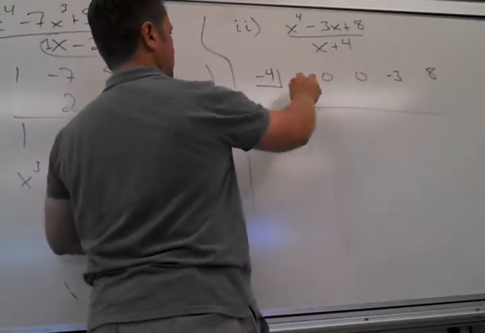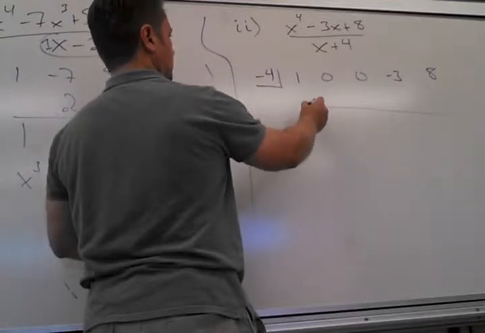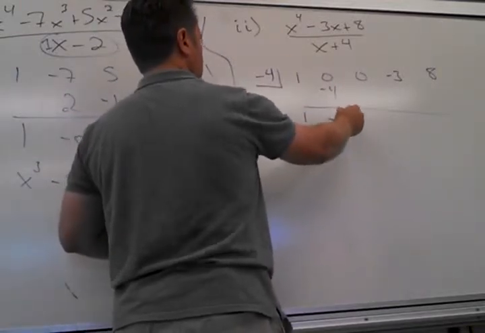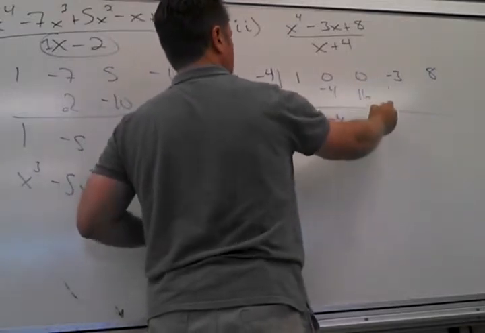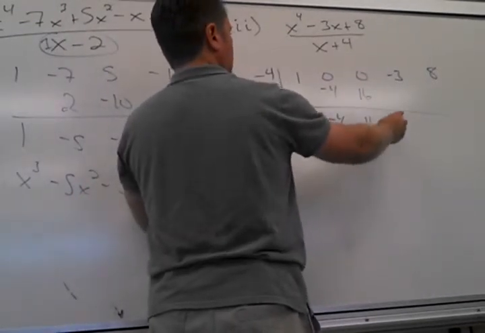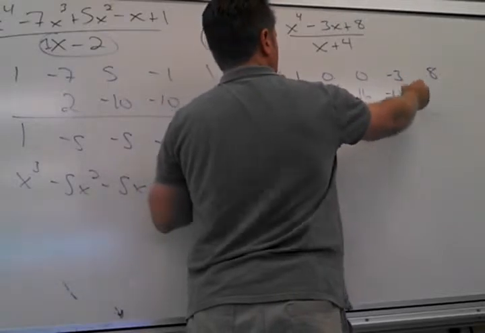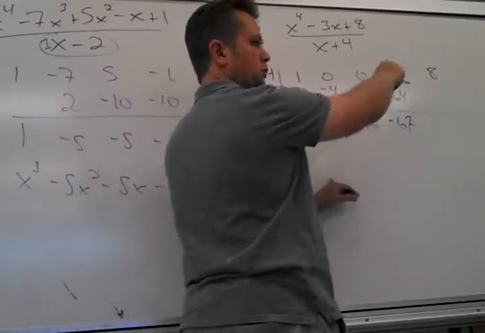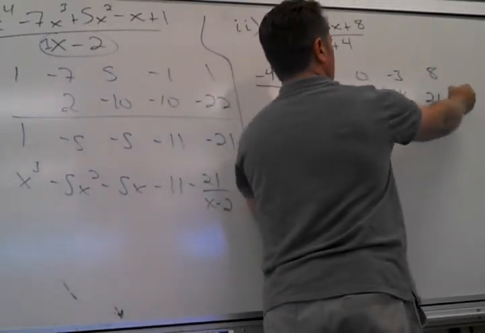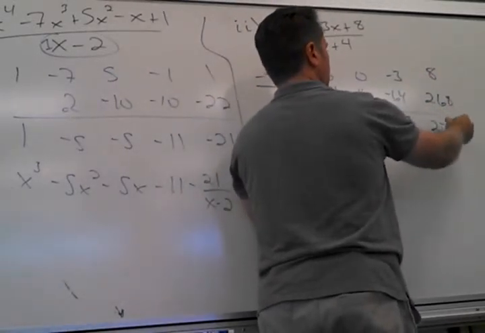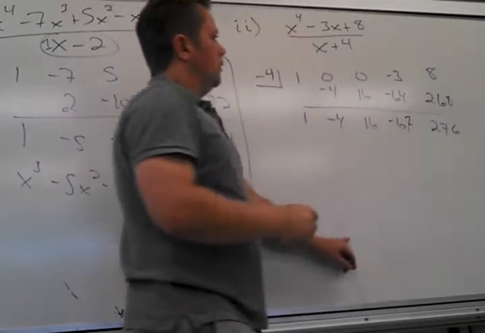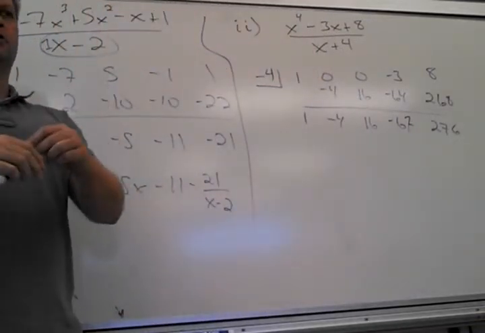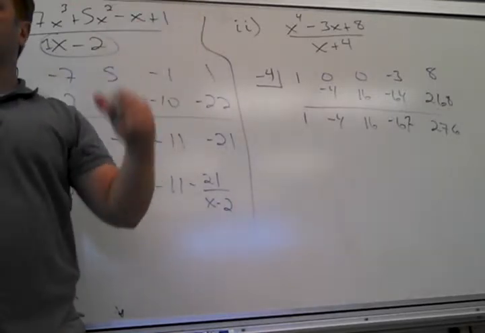So how does this work? You bring the 1 down. Negative 4. Multiply. Negative 4. Add. 16. Multiply. 16. Add. 64. Multiply. 67. Add. Multiply. 268. Add. 276. Beautiful, right? So this can obviously go crazy very quickly.